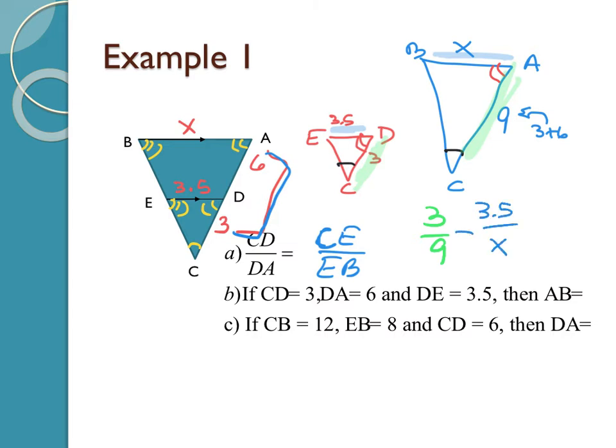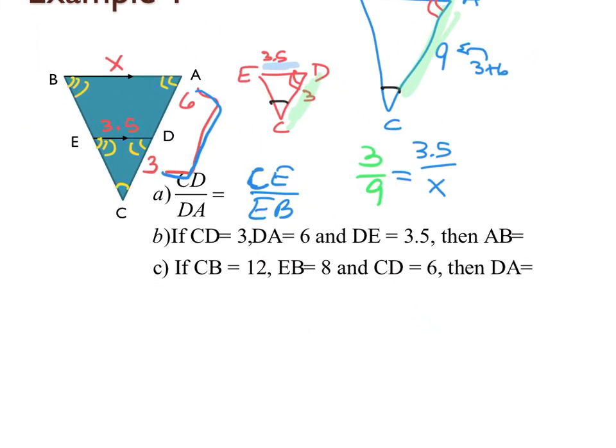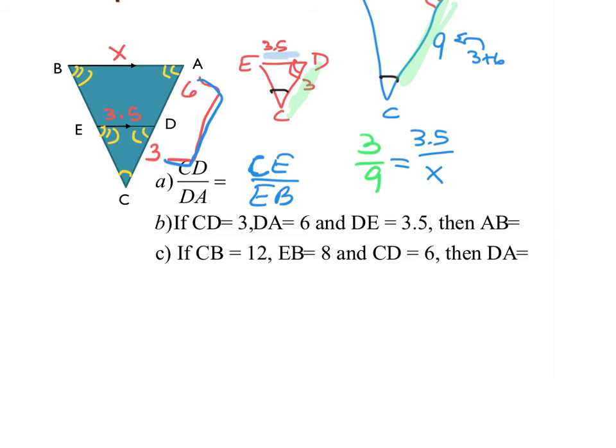3.5 to X. Now, you can either choose to solve your proportion this way. You can't cross simplify because we have to cross multiply, but I could reduce the 3/9. I can make this 1/3. And now cross multiply. So I'm going to multiply 1 times X and 3 times 3.5. So my answer here is X is equal to 10.5. So the length of AB is 10.5.